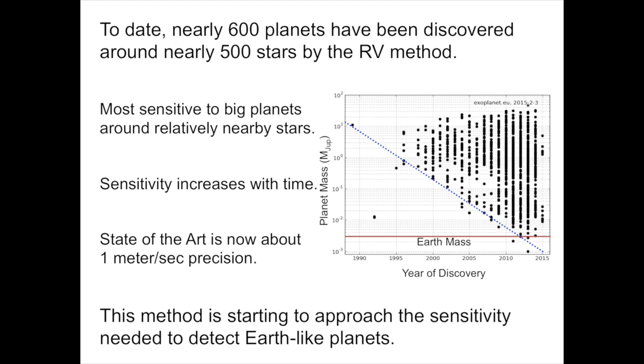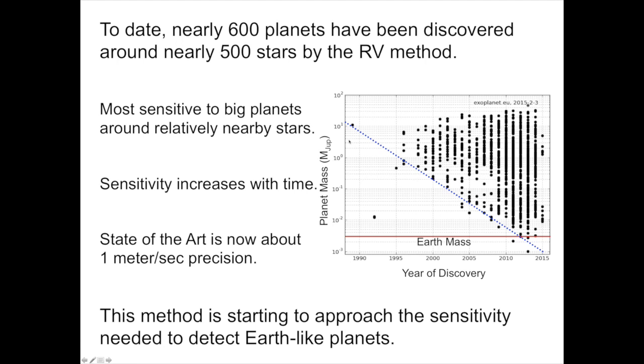The longer you observe, the more sensitive you become to more distant planets or lower-mass planets. The current state of the art is now about a meter per second, with new spectrographs on their way that are pushing down into centimeter per second ranges, but it's still tens of centimeters per second. We're not quite to the point where we can measure Earths, but we're getting there.